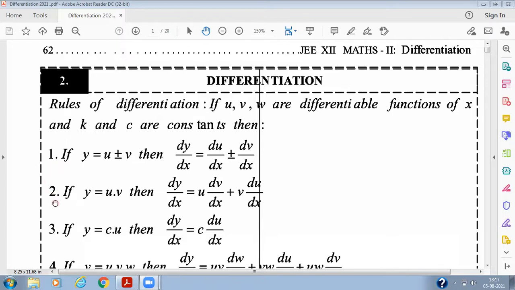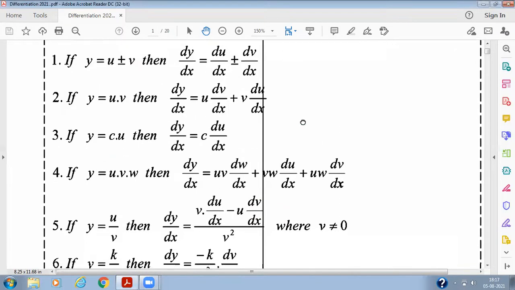Now let's see the second rule. If y is equal to u into v, then dy by dx is equal to u into dv by dx plus v into du by dx. The second rule is called the product rule. Third rule, if y is equal to c into u, where c is a constant, then dy by dx is equal to c into du by dx.